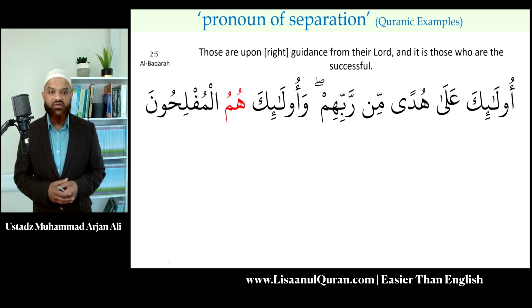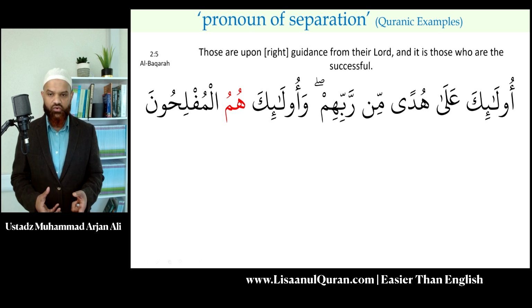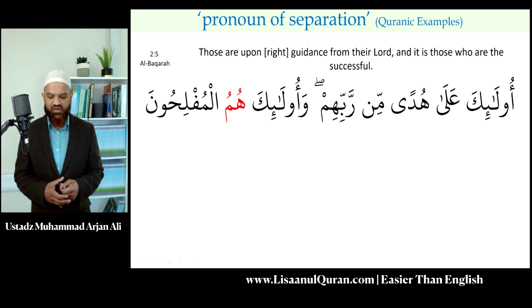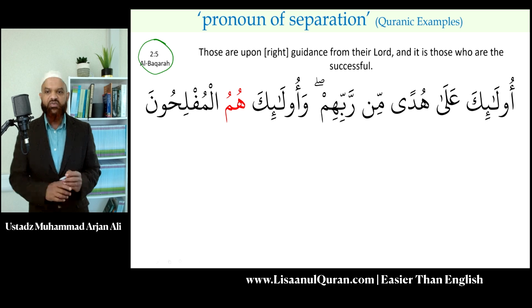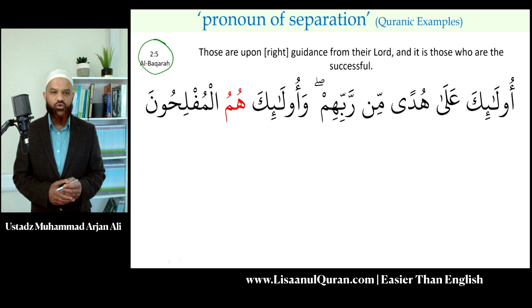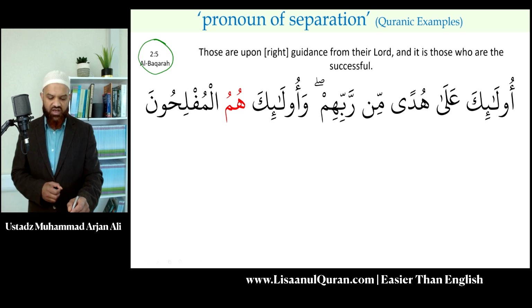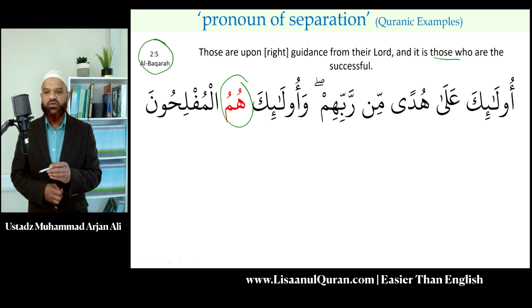Last example we have is أولئك على هدى من ربهم وأولئك هم المفلحون. You can see that from Surah Baqarah. I'm sure you know this ayah or you've come across it before. Well, let's look at the last part first. This is where our pronoun of separation is. وأولئك, and you can see those, and then hum al-muflihun. Again, you can see it is changed to humul muflihun because why?